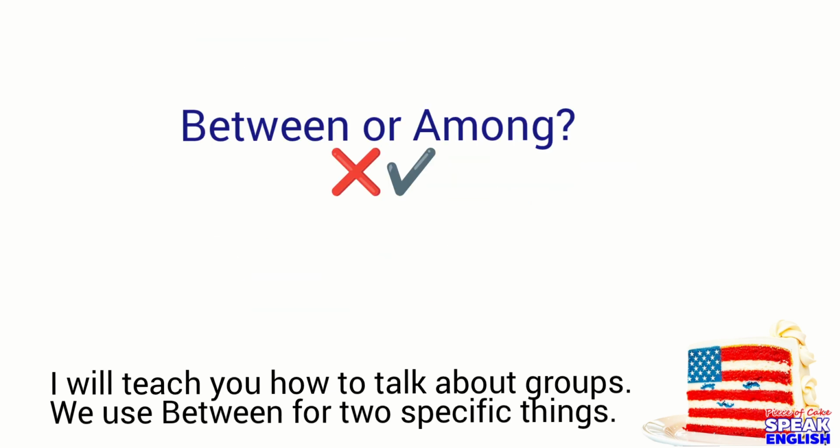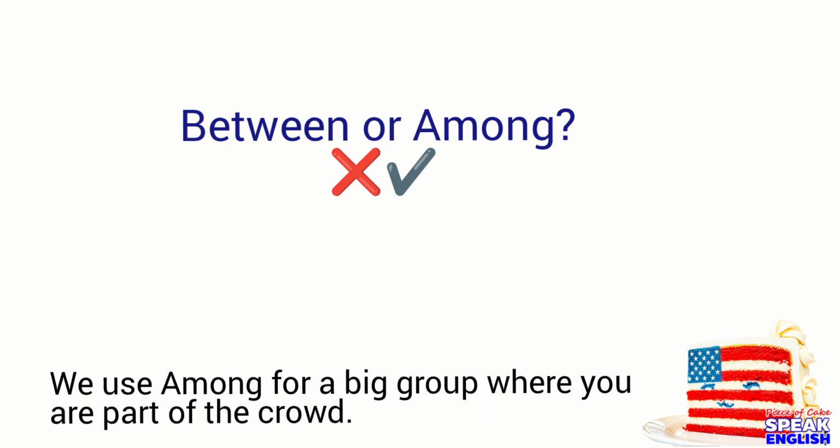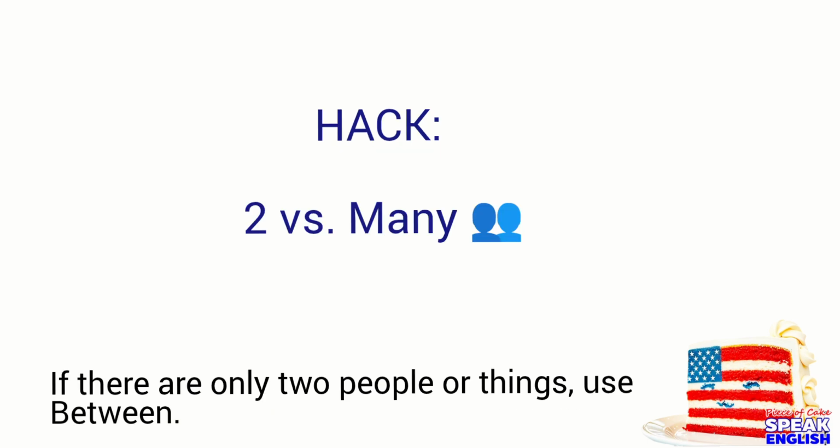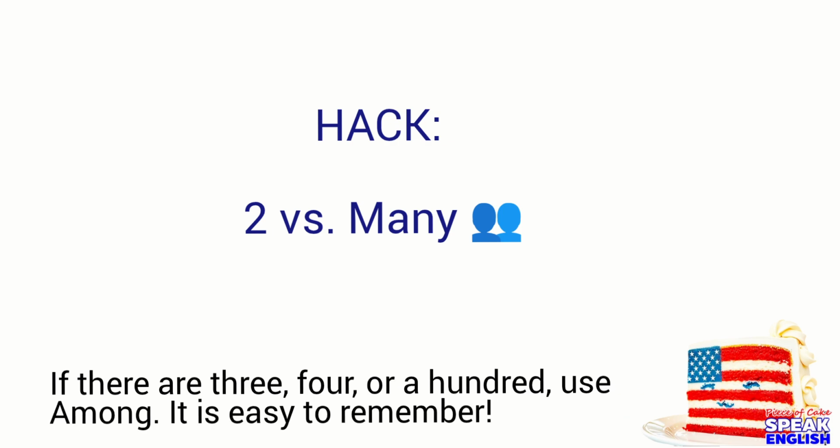I will teach you how to talk about groups. We use between for two specific things. We use among for a big group where you are part of the crowd. This technique is simple. Two versus many. If there are only two people or things, use between. If there are 3, 4, or 100, use among. It is easy to remember.